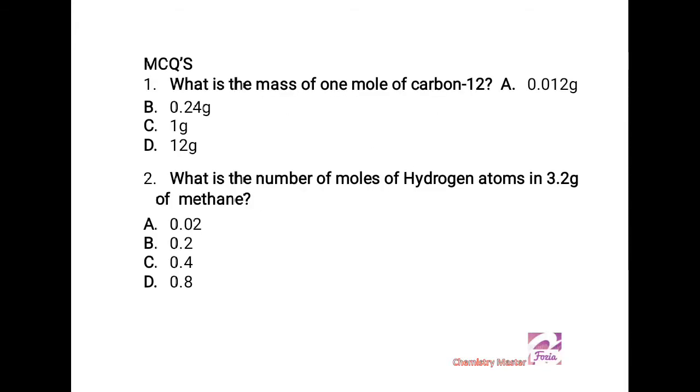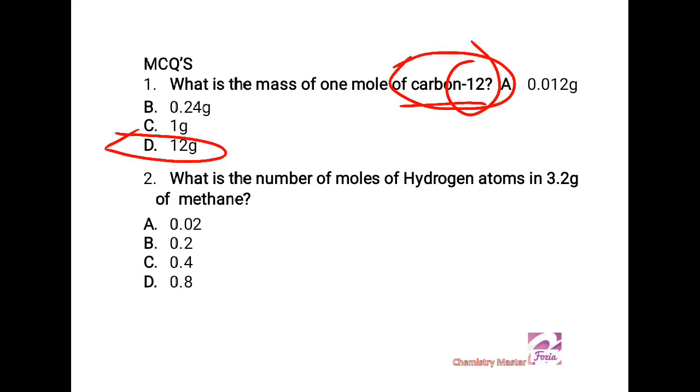The first MCQ is, what is the mass of 1 mole of carbon atom? And carbon is carbon 12. You know, carbon is found in more than one isotopic forms. So this carbon is having carbon 12 atomic mass. So out of the given options, 1 mole of carbon has, as it is mentioned in this notation, 12 grams mass in it. So this is very clear.